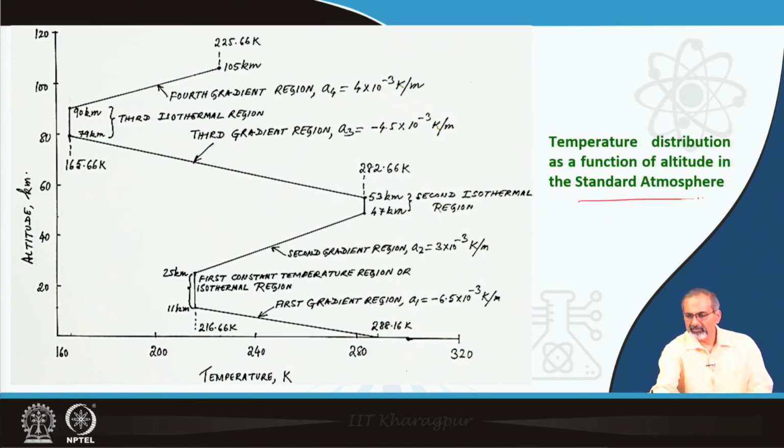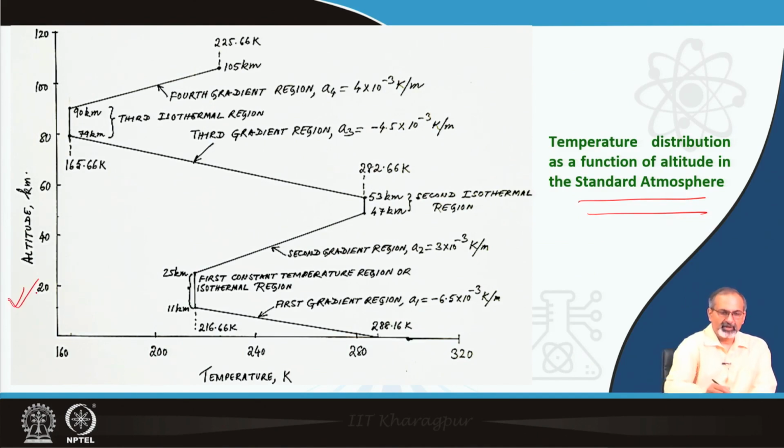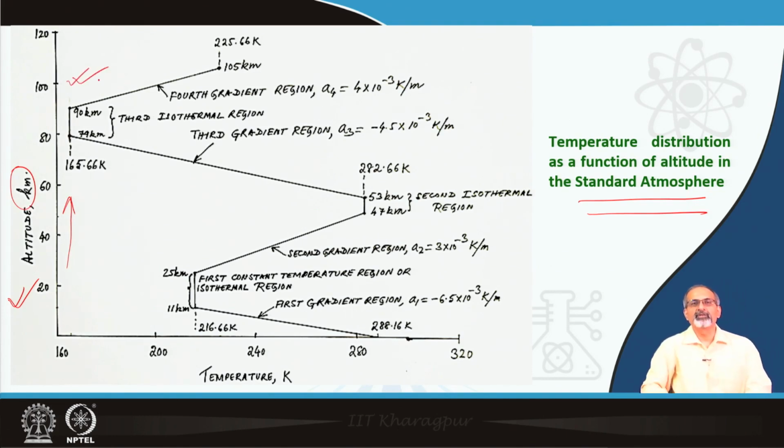In this context, it may be worthwhile to look at the nature of the standard atmosphere. You may recall that as you move along the altitude in terms of kilometers up from the surface of the earth, you are typically interested up to about 100 kilometers, up to which we have a sensible atmosphere approximately, and we are talking about 59 kilometers altitude, which is somewhere here. And as you can see, the standard atmosphere is modeled this way with different gradient regions and isothermal regions.